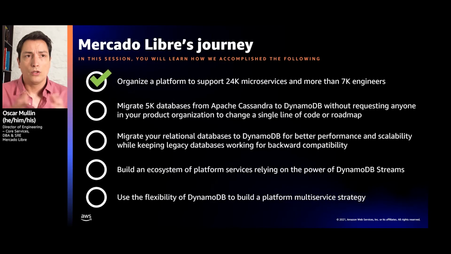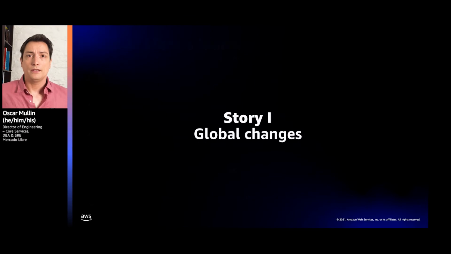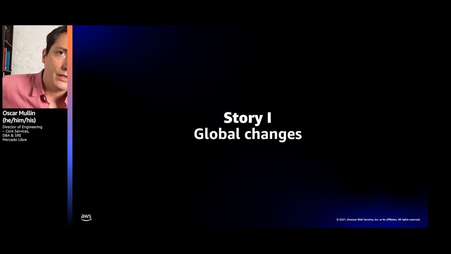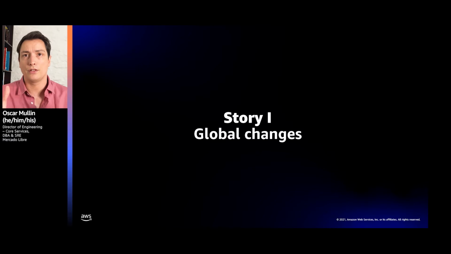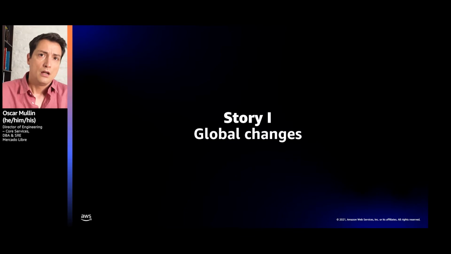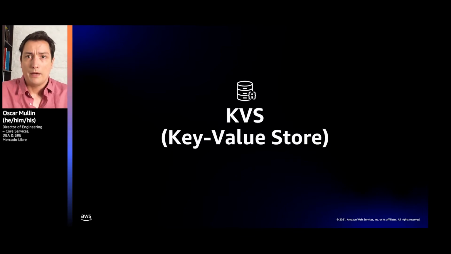So with that, we conclude the first part on how to organize a platform to support 24K microservices and more than 7,000 engineers. Now, going to the first story. One of the key things we mentioned as drivers for our services was being able to do company-wide changes with minimal disruption of the whole organization's roadmap and priorities, but still make the change work for everyone, right? So we will go into what we did with our main database, our key value store.